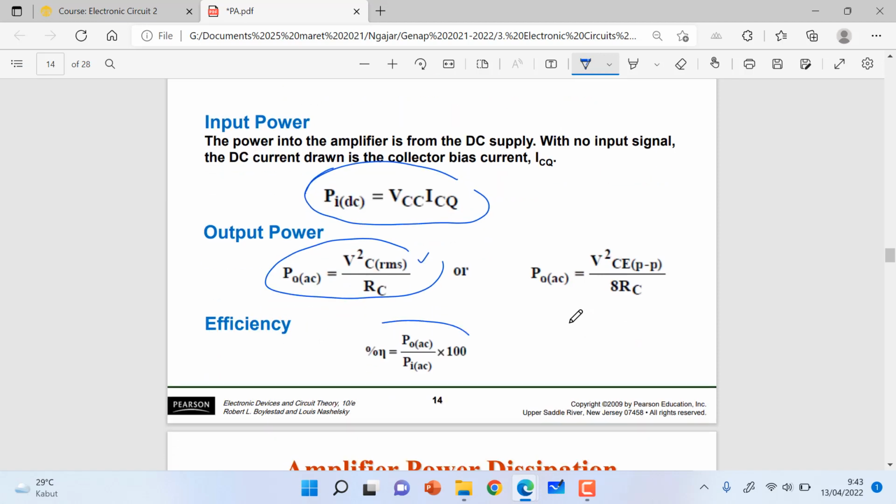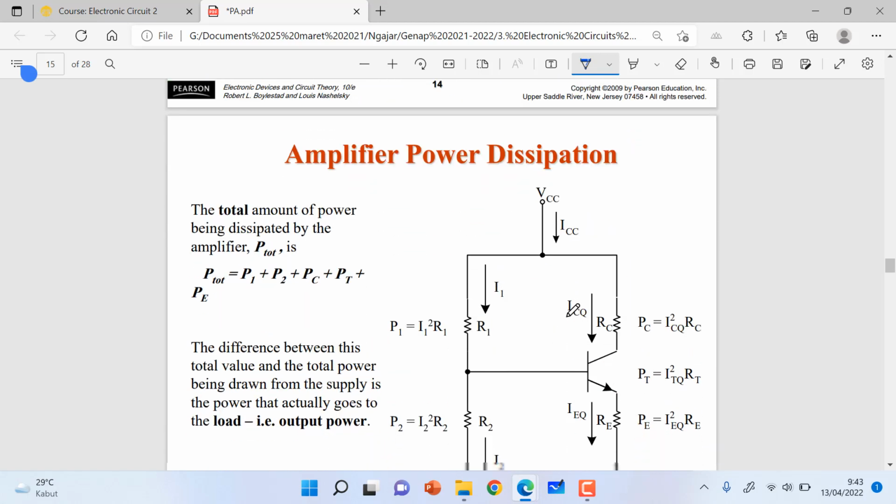So to calculate the efficiency, it is P_O(AC) divided by P_I(DC), not AC, DC, multiplied by 100%. And this is the amplifier power dissipation.